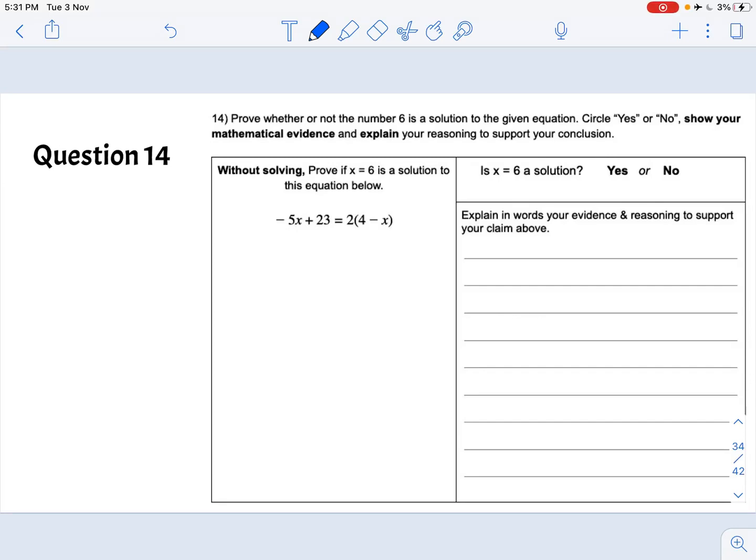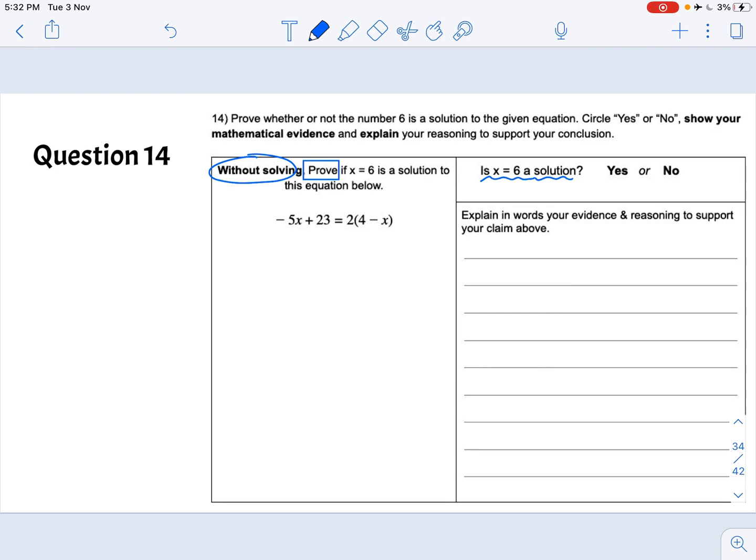All right, question 14. People did a pretty good job on it, actually. The whole question was asking, is x equals 6 a solution? Now, to solve this, actually, you don't want to solve it. I'm using the exact wrong word there because it says without solving. So the question's really getting at, do you know what it means to prove, okay?